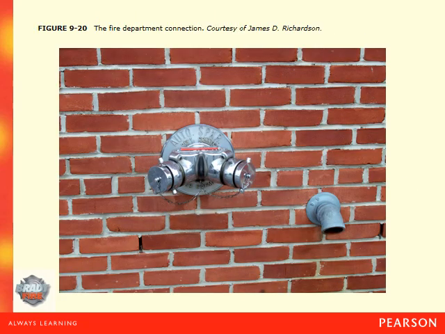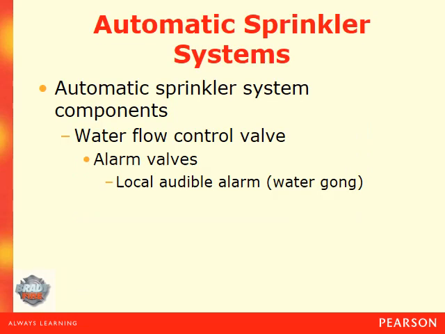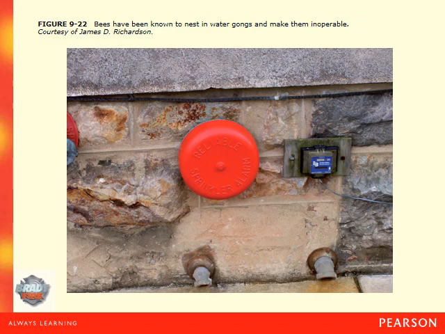This allows the fire department to supplement the sprinkler system and ensures that adequate water flow and pressures are being maintained while firefighting operations are going on. Here's a good picture of an FDC. All water flow control valves should have some sort of audible alarm when water is flowing. Here is a picture of a gong type alarm that may be operating when water is flowing from a system.